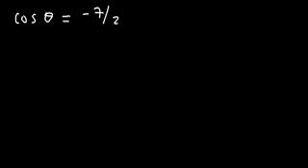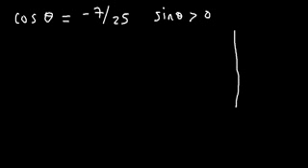So let's try one more example regarding that problem. Let's say cosine theta is negative 7 over 25, and sine is greater than 0. So here, cosine is negative. That means x is negative. Sine is greater than 0. Sine is positive, so y is positive.